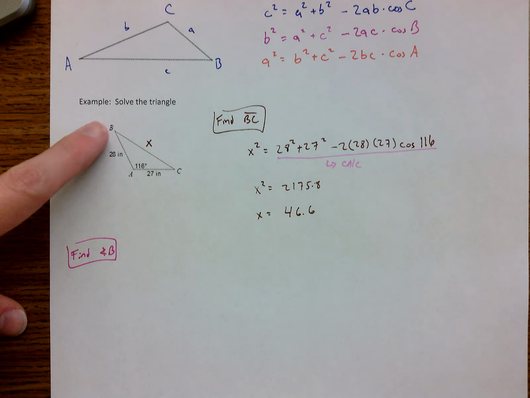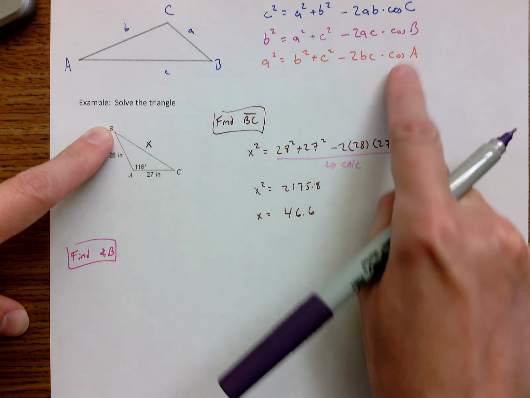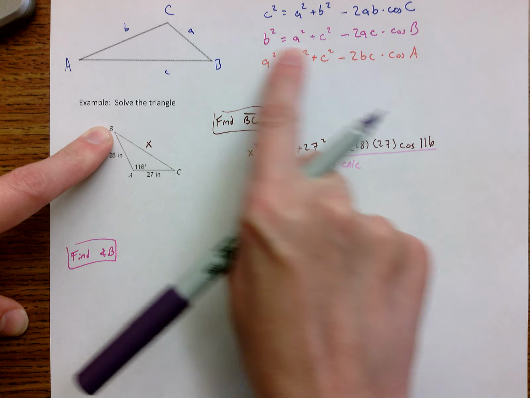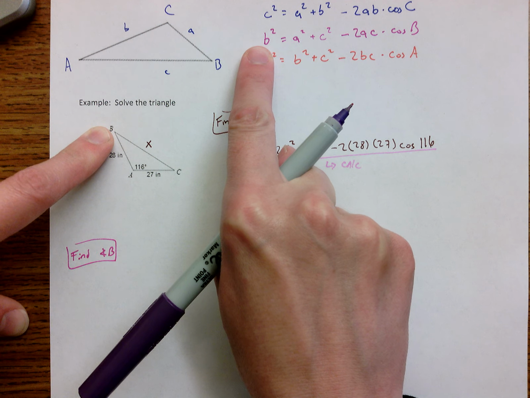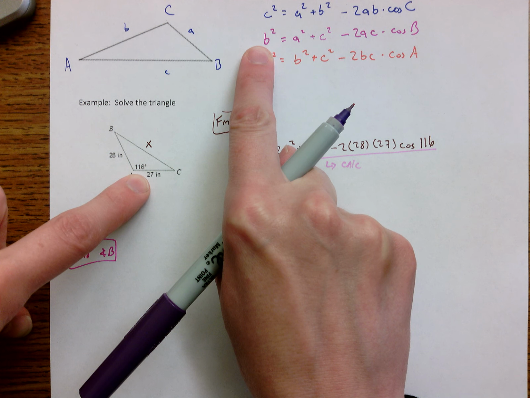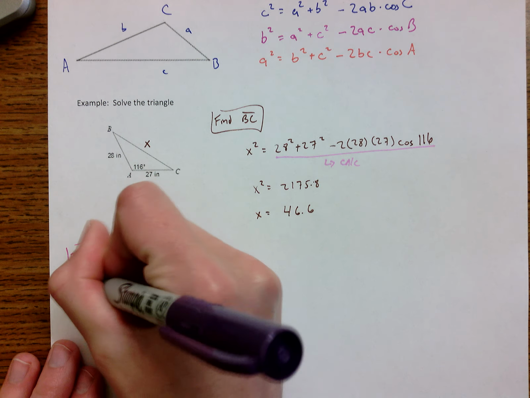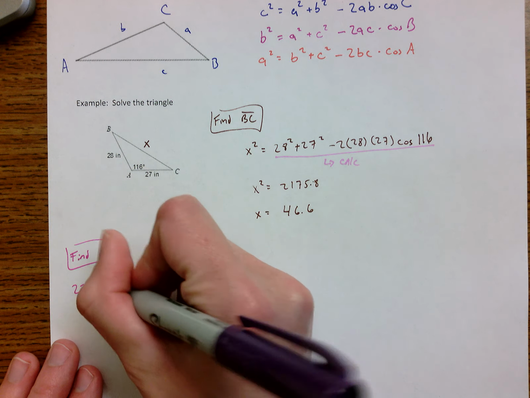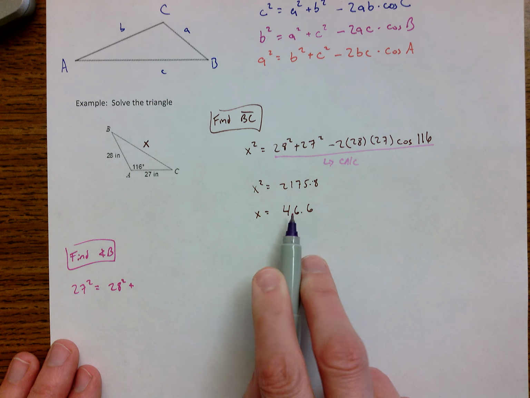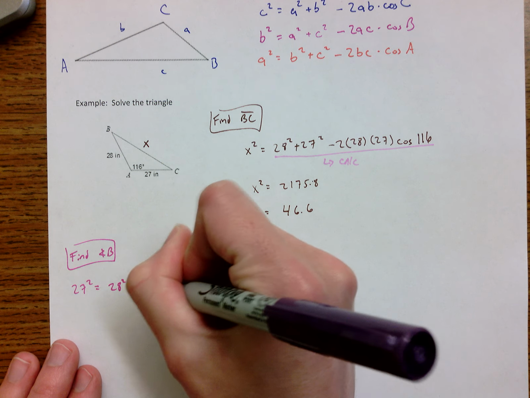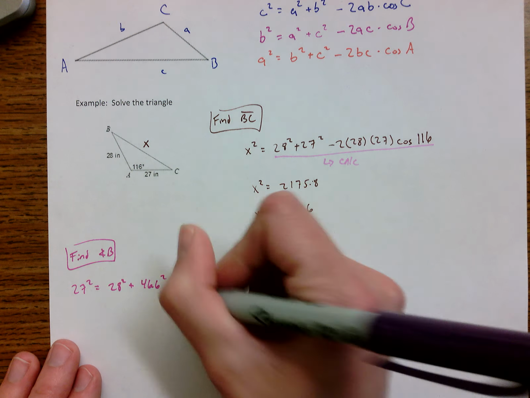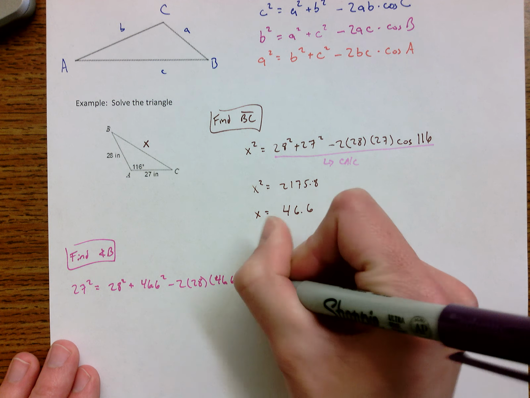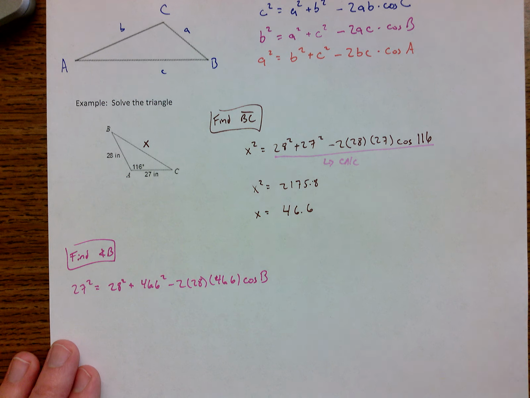Okay, so angle B, if I want to find that, there's only one angle in my equation, right? So I know angle B is going to have to be the angle out here, which means I need to start with the side opposite B. So the side opposite B is 27. So I'm starting this equation with 27 squared. And then that's going to equal the other two sides squared. So 28 squared plus this 46.6 squared that we found. And then it's minus 2 times those same sides, so 28 and 46.6, and then the cosine of the angle that we're looking for.